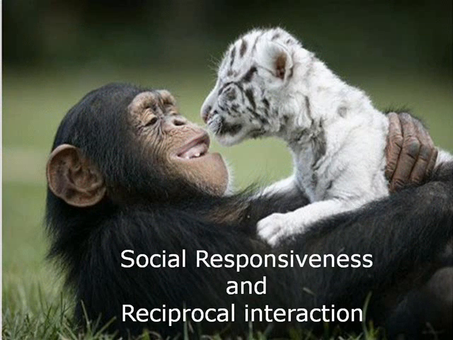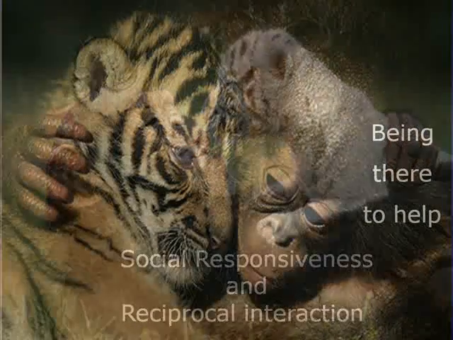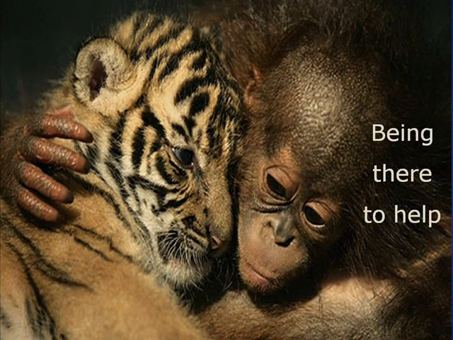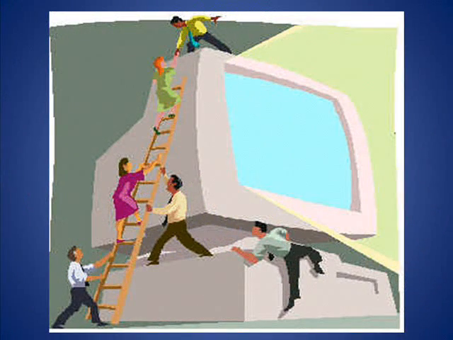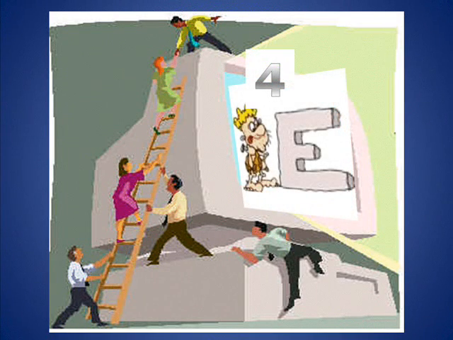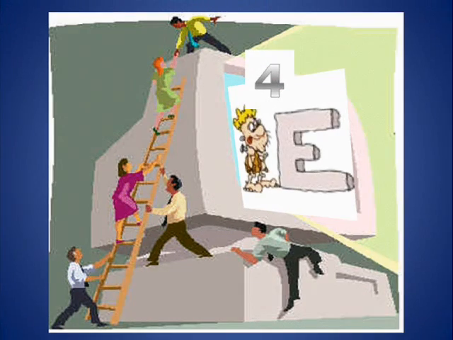Research supports that the key building blocks for learner engagement include social responsiveness and reciprocal interactions to let the participants know the other is there to help. Once the nurturing environment is created, attention turns to the attributes or characteristics of learner engagement. These are the 4 E's.